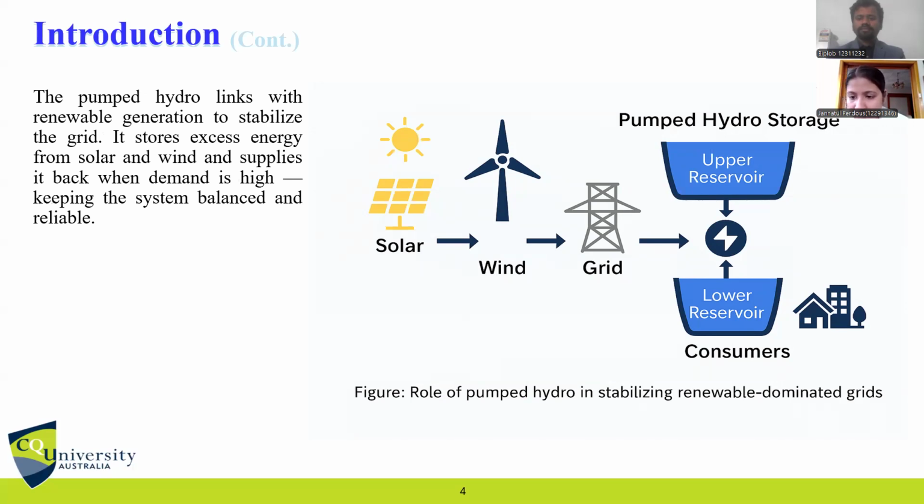Renewable output fluctuates with weather and the time of the day. So that's why we need the pump hydro storage. It stores surplus renewable energy by pumping water to a higher reservoir and releases it when demand is high. Our project explores how combining renewables with pump hydro can strengthen the national grid in terms of stability, reliability, and frequency control.